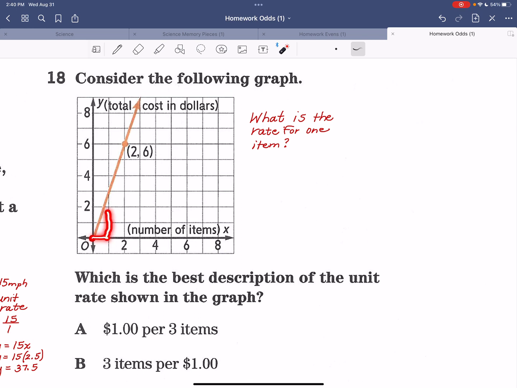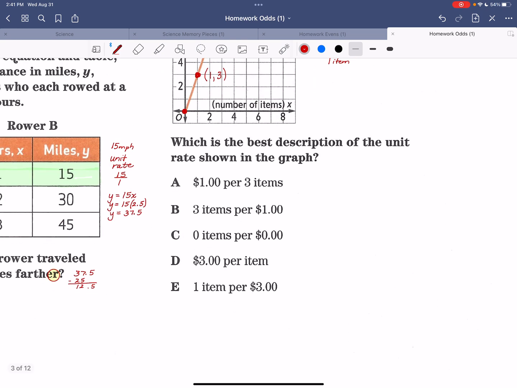what is the rise? Right there. So at this point, when X is 1, that's 1 item, Y is 3. So the answer, and Y is cost in dollars, so for 1 item, it's $3. That's called the unit rate. That's also our slope. You rise 3, you run 1. So $3 for 1 item. And I like answer D on this one. $3, 1 item.